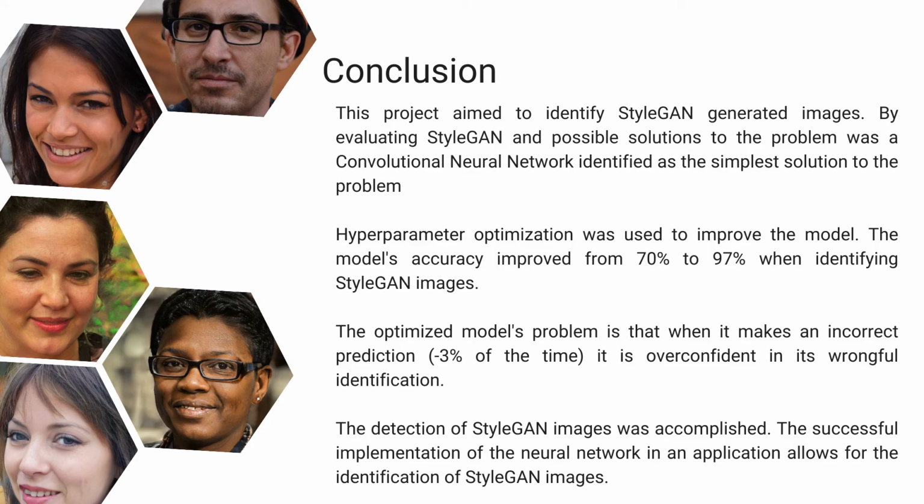This project aimed to identify StyleGAN generated images. By evaluating StyleGAN and possible solutions to the problem, a convolutional neural network was identified as the simplest solution. Hyperparameter optimization was used to improve the model. The model's accuracy improved from 70% to 97% when identifying StyleGAN images. The optimized model's problem is that when it makes an incorrect prediction 3% of the time, it is overconfident in its wrongful identification. The detection of StyleGAN images was accomplished. The successful implementation of the neural network in an application that allows for the identification of StyleGAN images was created.